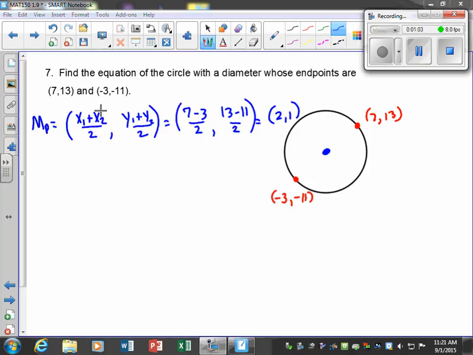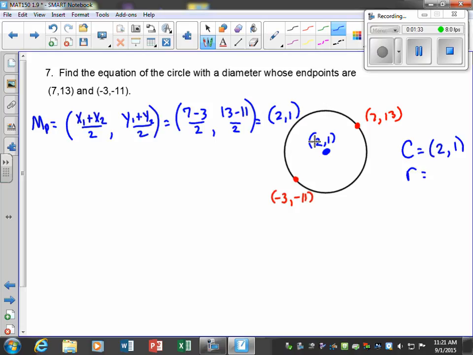So I write my midpoint formula here. I plug in my x1 plus x2 divided by 2. I get 2. Plug in my y1 plus y2 divided by 2. And I find out that my center is 2, 1. Well, I know center, so I want to keep in mind that I need two things to be able to find the equation of a circle, center and a radius. And we found our center, so we have that information. The next thing we need to do is find our radius.